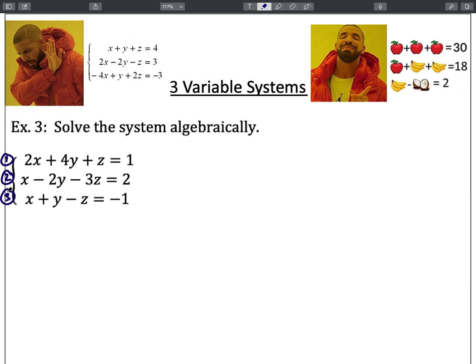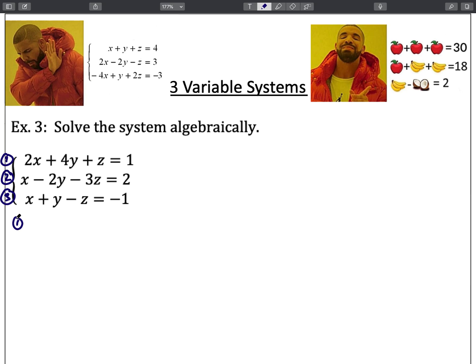So maybe pause the video for a second. Would anybody be willing to say which equations you could work with that are already kind of set up for elimination? Well, how about equation 1 and equation 3? Equation 1 has a positive z, equation 3 has a negative z, so that would be a good thing in terms of elimination.